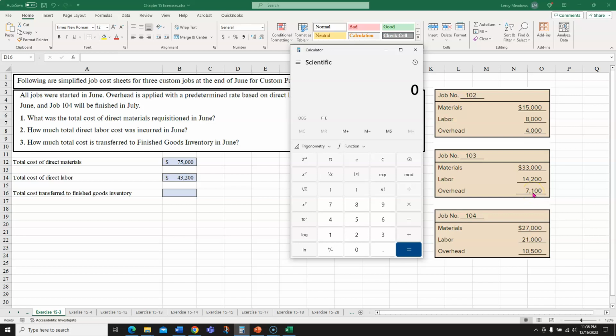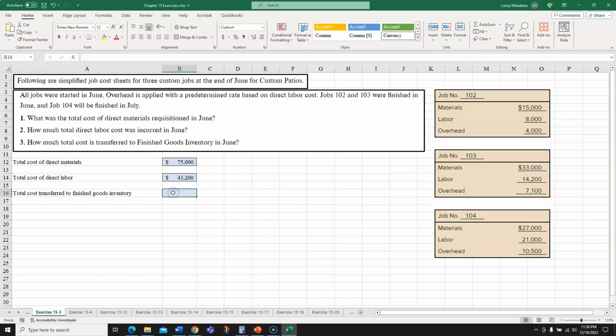So I had $15,000 of materials for 102, plus labor of $8,000, plus overhead of $4,000. Job 103 was also completed, so let's add in the materials, plus the labor, plus the overhead. I should get a total of $81,300 transferred to finished goods inventory because, again, only jobs 102 and 103 were completed.